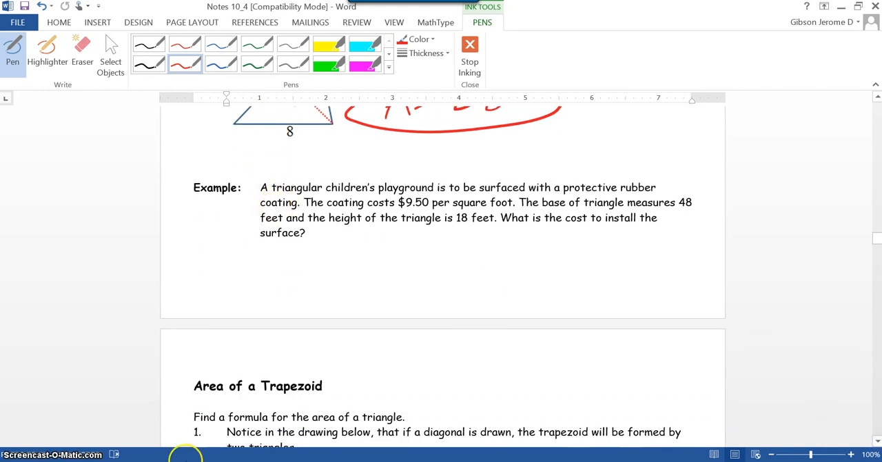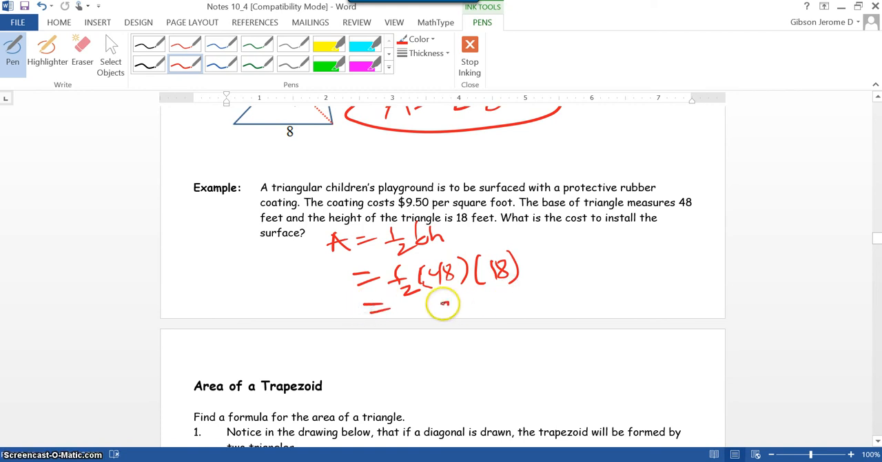Now it says here, a triangular children's playground is to be surfaced with a protective rubber coating. The coating costs $9.50 per square foot. The base of the triangle measures 48 feet and the height of the triangle is 18 feet. What is the cost to install the surface? So it would be area is equal to 1/2 of base times height. So 1/2, it says the base is 48 and the height is 18.